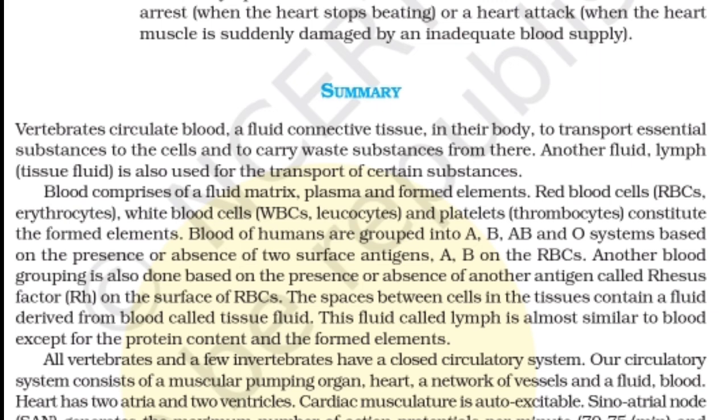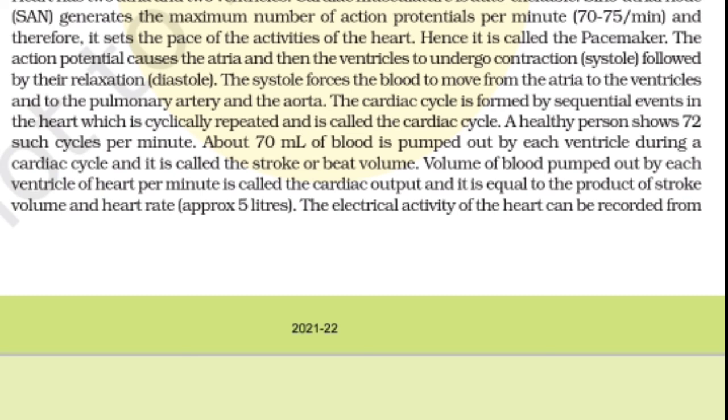All vertebrates and a few invertebrates have a closed circulatory system. Our circulatory system consists of a muscular pumping organ, the heart, a network of vessels and a fluid, blood. Heart has two atria and two ventricles. Cardiac musculature is auto-excitable. Sinoatrial node (SAN) generates the maximum number of action potentials per minute (70 to 75 per minute), and therefore it sets the pace of the activities of the heart. Hence it is called the pacemaker.